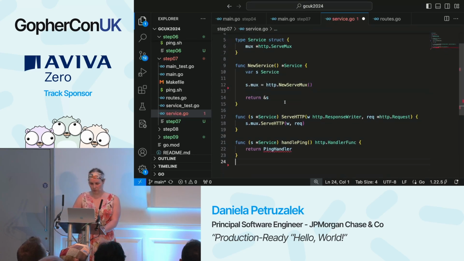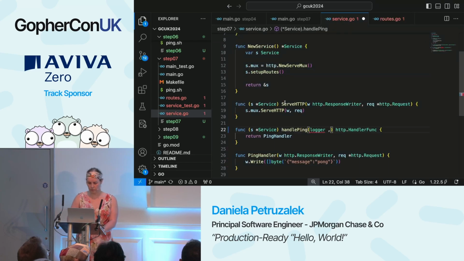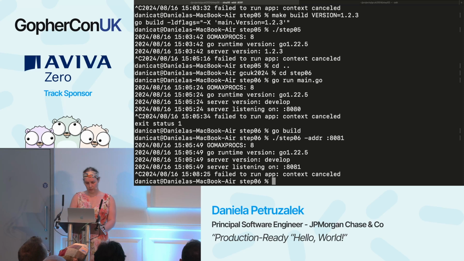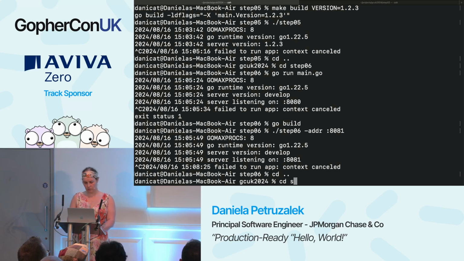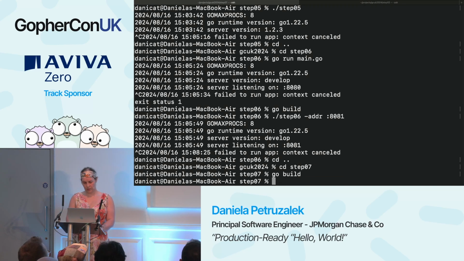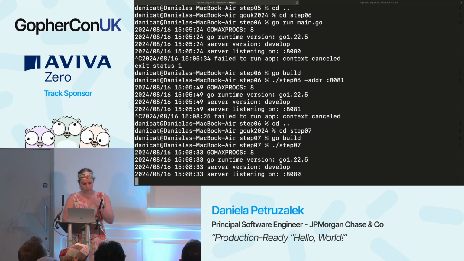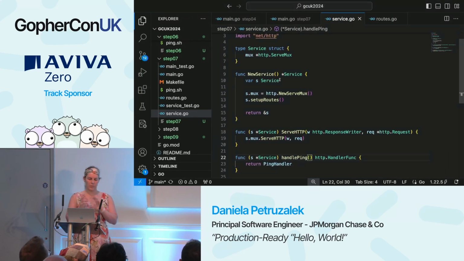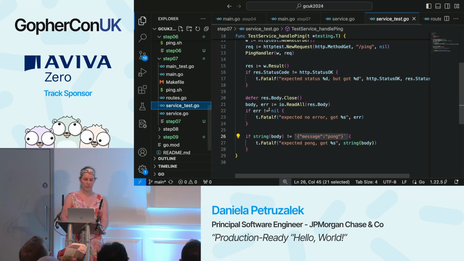Okay, I feel I undid lots of things that I didn't want to. So for step 7, I didn't change much. Step 7, go build, and I'm still running the same thing, doing the same functionality. I didn't change a lot, but now this is a bit more modularized, and you can see I started separating the tests as well.